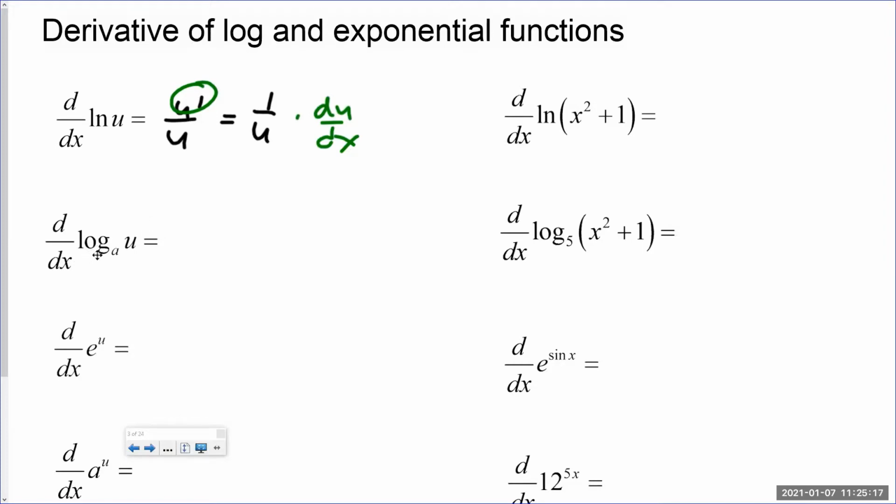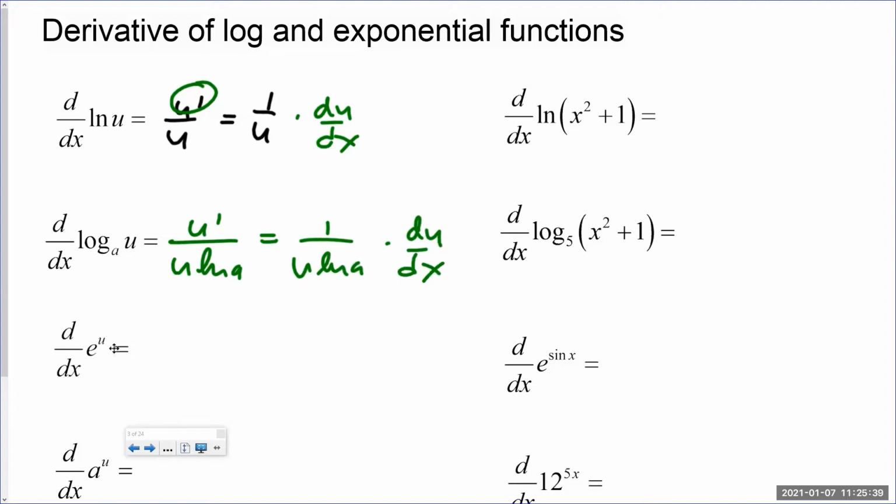What is the derivative for log a u? It's still u prime over u, but there's this extra thing. Do you remember? ln of a, and it goes on the bottom, okay? So this has the same situation. This is du dx on top, so it could bounce out, all right?